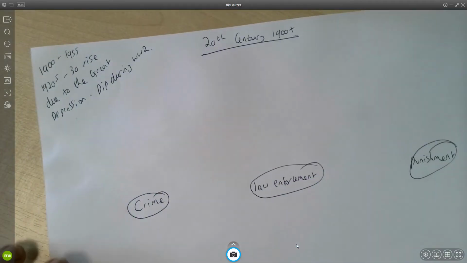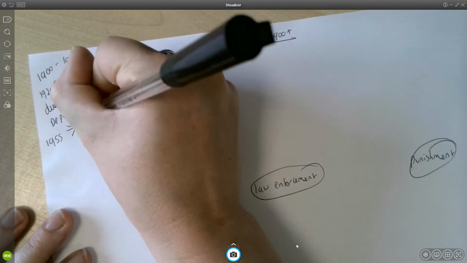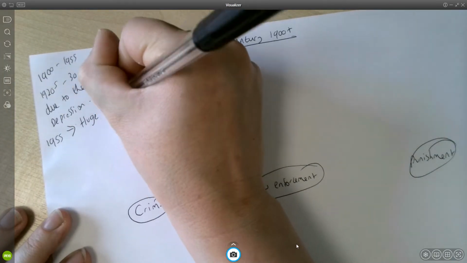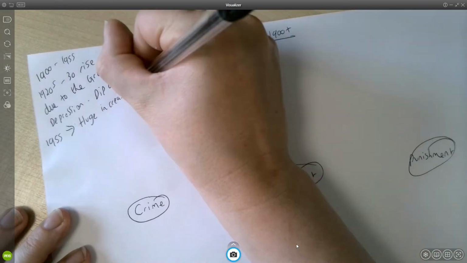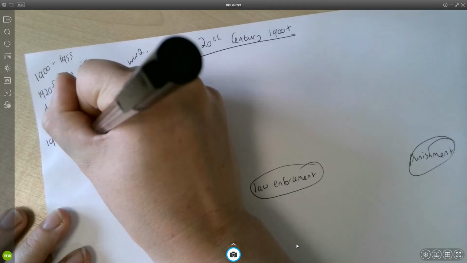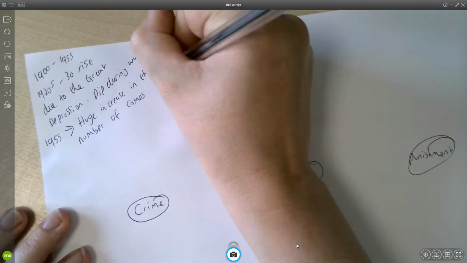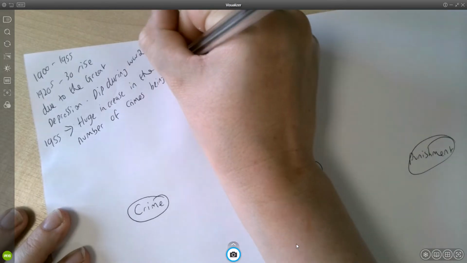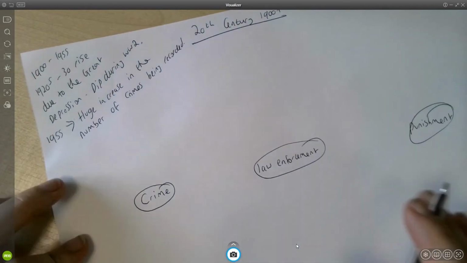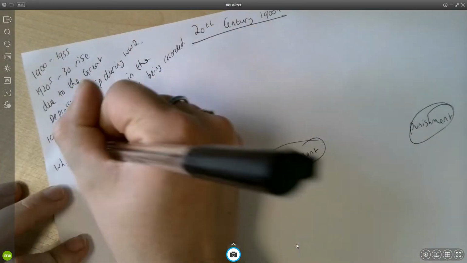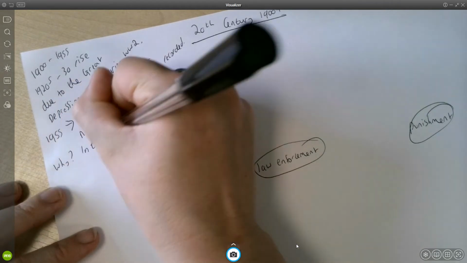What we do see, however, is that after 1955, there is a huge increase in the number of crimes being recorded. Now, there's a number of different reasons for this. One is the introduction of a number of new crimes that we will look at shortly.